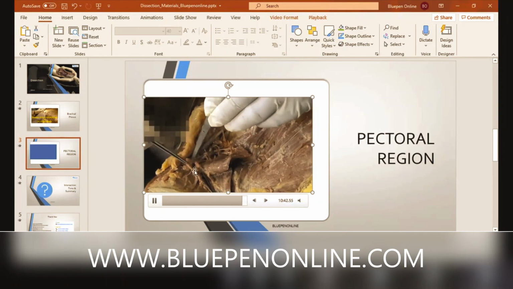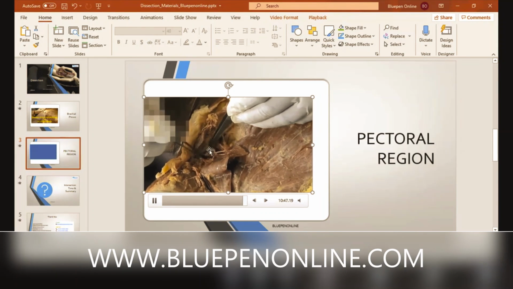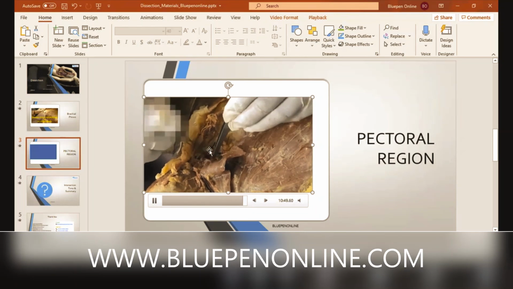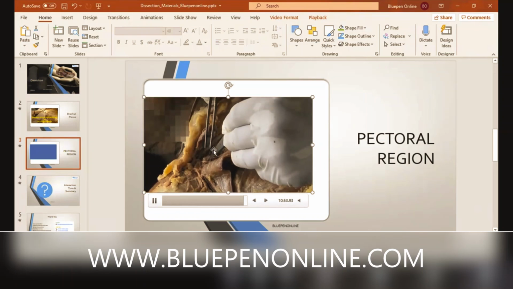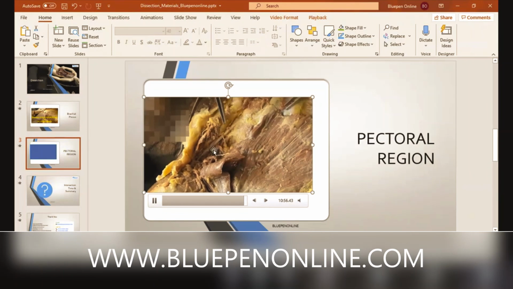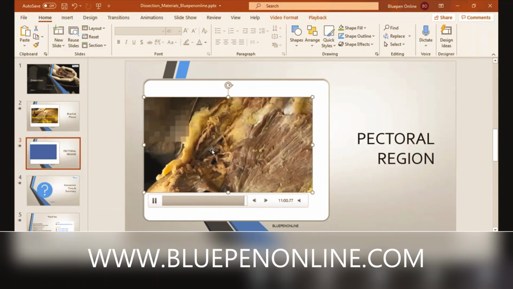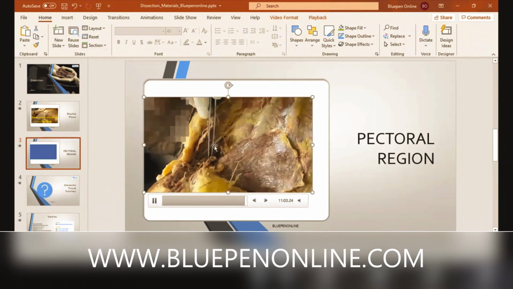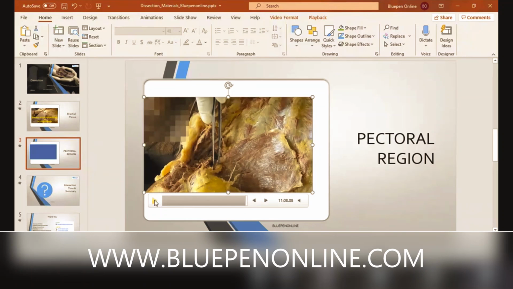Now you will see the cephalic vein, which drains into the axillary vein. So that is the third structure. And the fourth structure is the lymphatics, which drain into the apical group of the mammary gland. So hope you understood all the structures piercing the clavipectoral fascia.